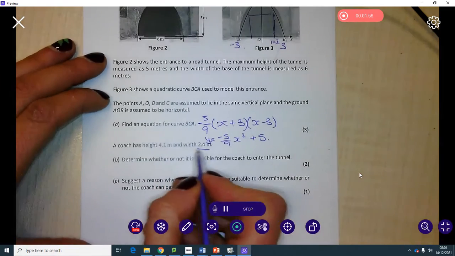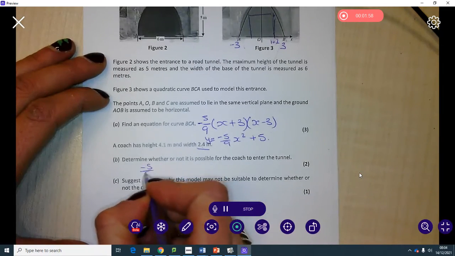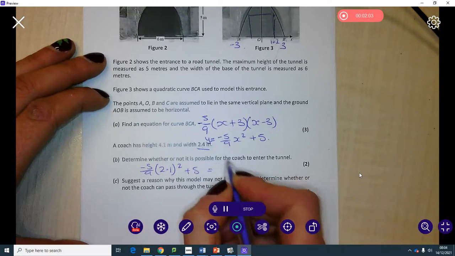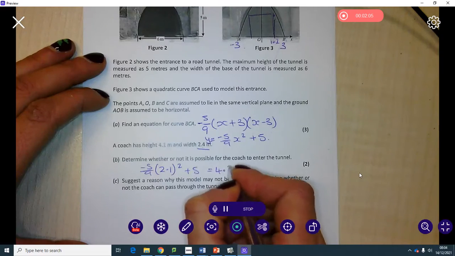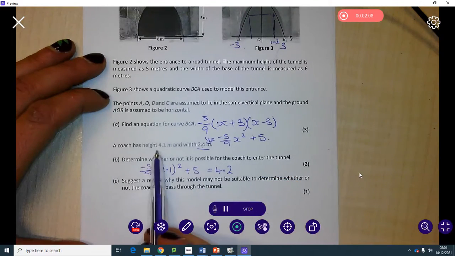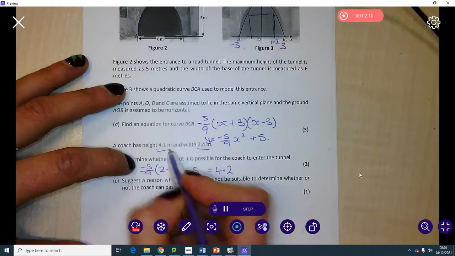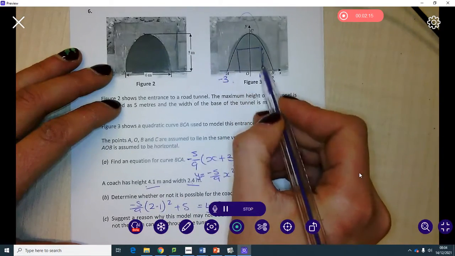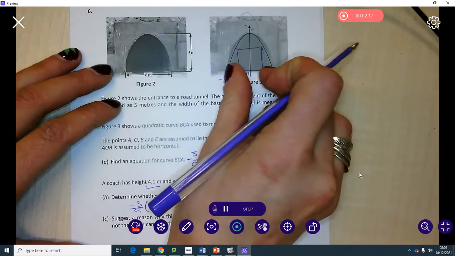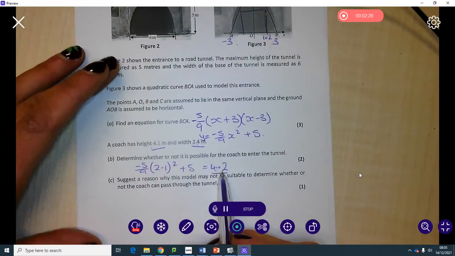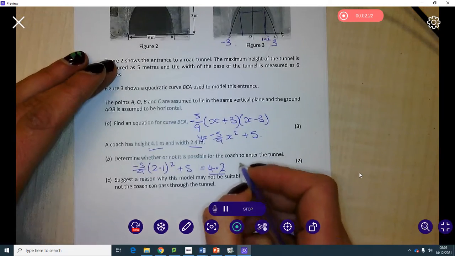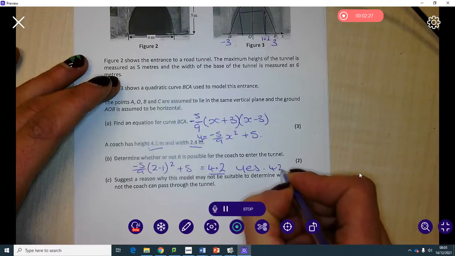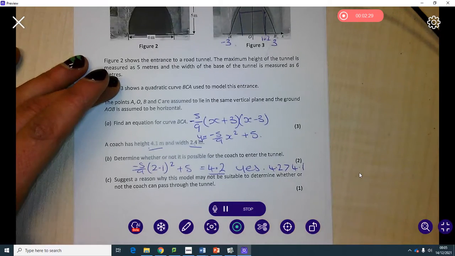So when we substitute in 2.1 metres, we get -5/9 of 2.1 squared, add 5, and that is 4.2. So the coach has a height of 4.1 metres, the tunnel has a height of 4.2 metres at this point where it meets the coach's width, therefore the tunnel is taller than the coach, so yes, the coach can enter as the tunnel is greater in height than the coach.